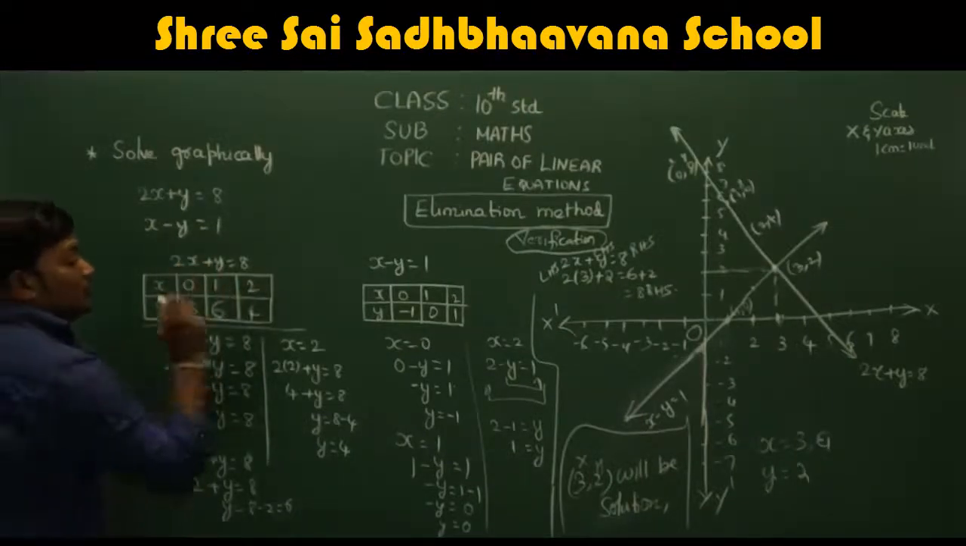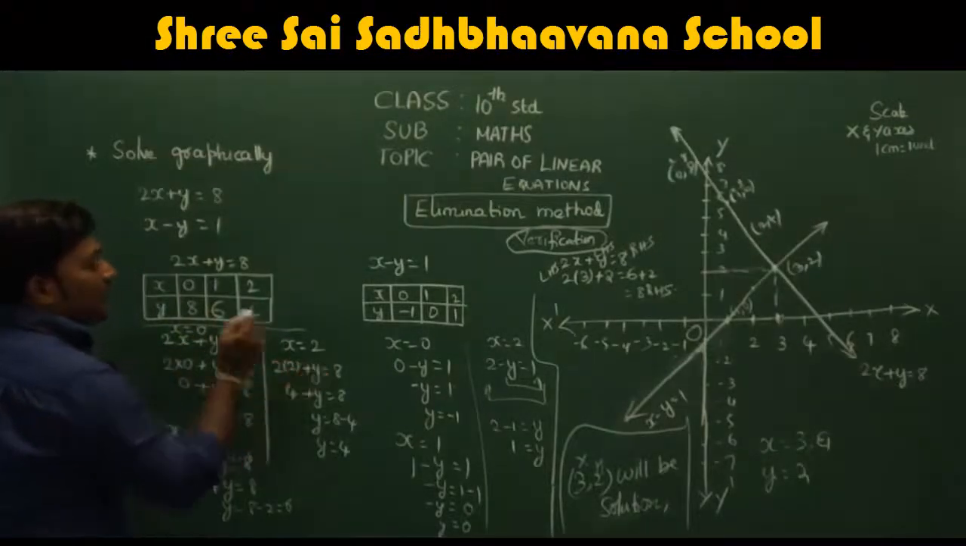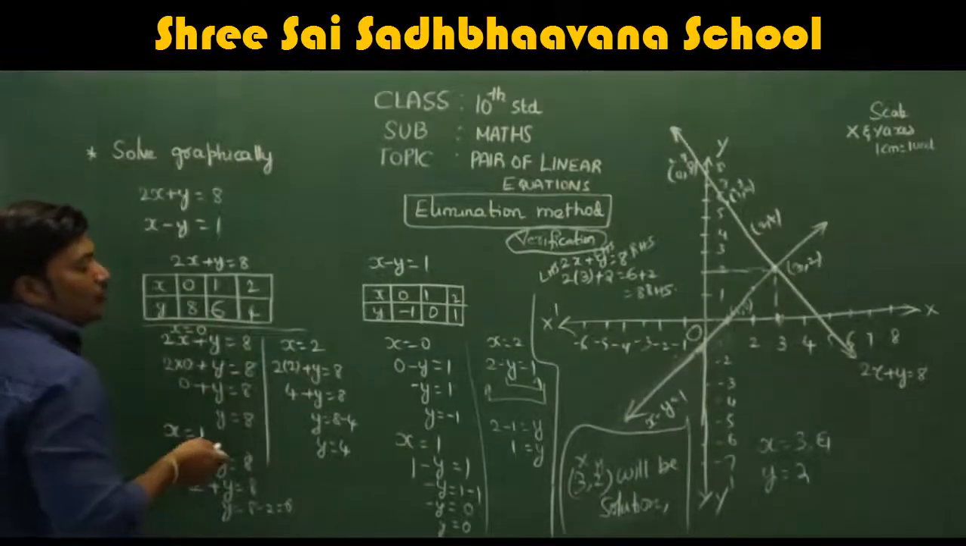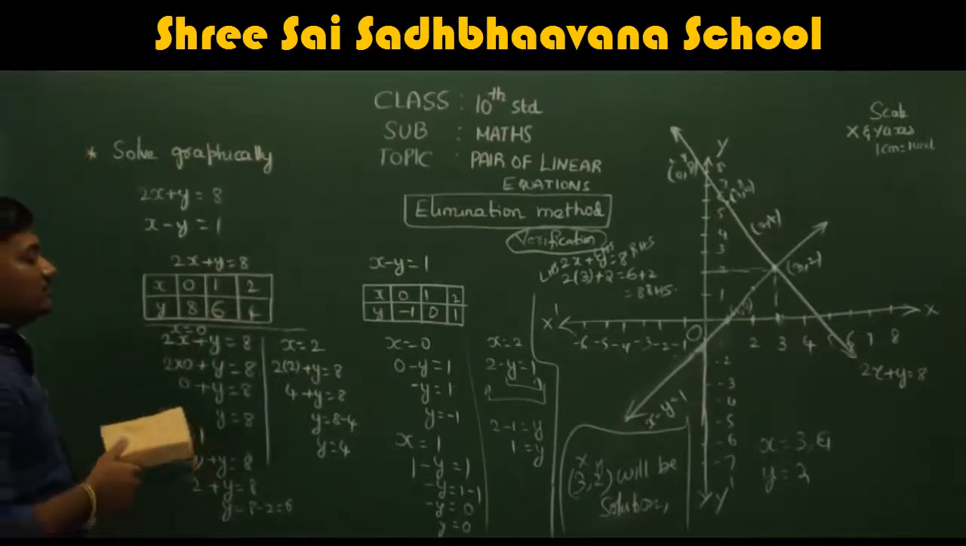Next you take x is equal to 2. So you substitute here. 2 into 2 plus y is equal to 8. So 2 into 2 is 4. 4 plus y is equal to 8. And y is equal to 8 minus 4, which is 4. So for 2 we got 4. Got it? Next. That's all.